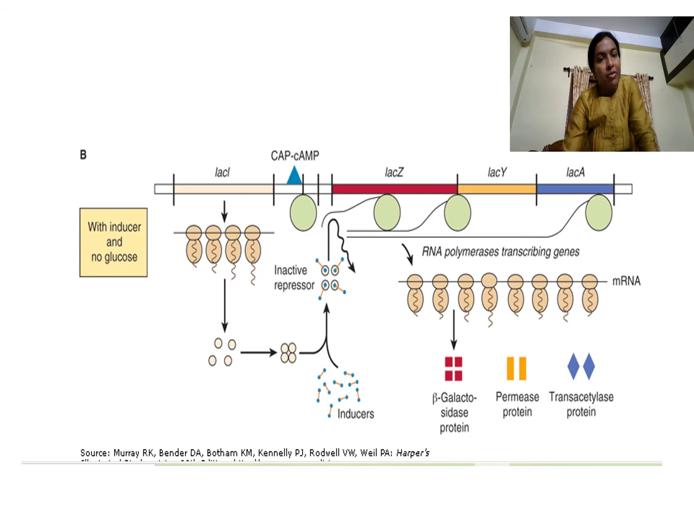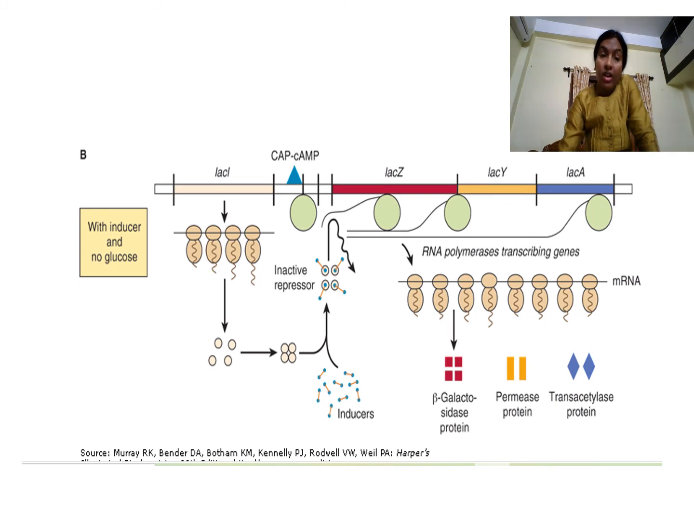See, in the previous slide, we have already discussed when there is low lactose in the media. No lactose means no need of synthesizing this enzyme. So the repressor molecules are synthesized, they form the tetramer, they bind at the operator site and they prevent the RNA polymerase from transcribing the downstream genes. Here the operator site is occupied by the repressor molecule.